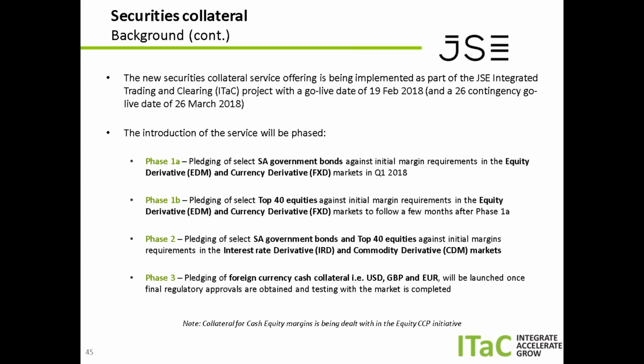Just in terms of how this is going to be phased in, basically, when we go live with this ITaC project in February next year, we'll enable the functionality of collateral. Initially, we'll allow government bonds, and that will be on the derivative and currency derivative markets, which will be the new two markets on ITaC. Shortly thereafter, once things have settled down, we'll incorporate top 40 equities. And eventually, when the other markets come onto the ITaC platform as well, you will be able to offset your margin there. And then eventually, we'll also take FX as a form of collateral on all of the exposures that you get out of trading on all of these markets.